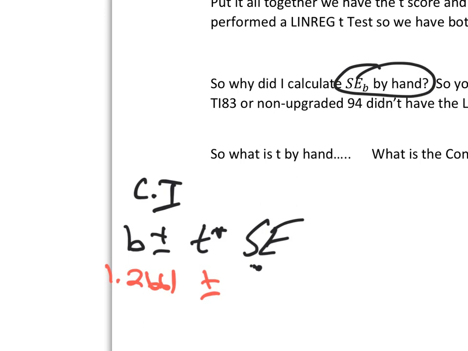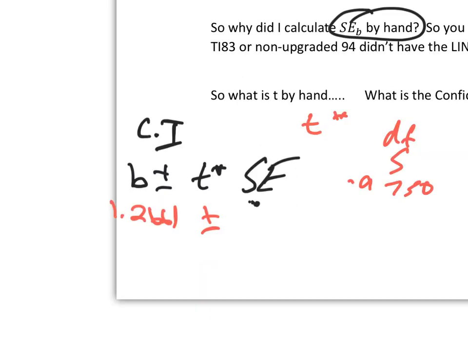So I'm going to pause this for a minute. Okay, I'm recording again. We're going to insert a t-table so people who don't have inverse t in their calculator have to find this with the table. So let me insert a blank slide. What was our calculator answer?